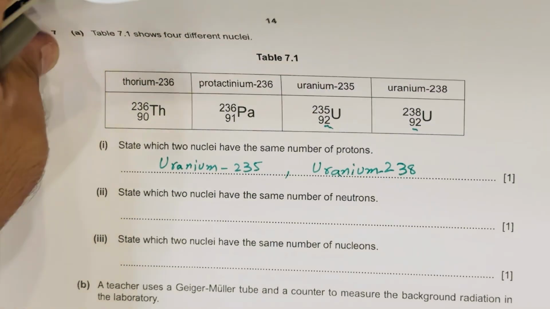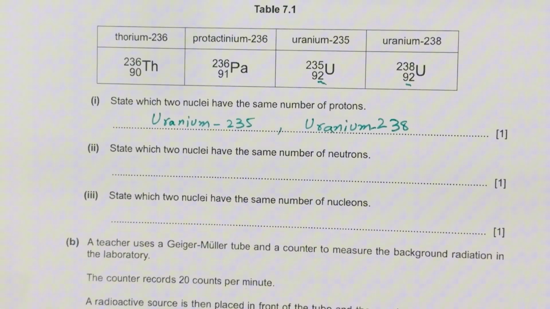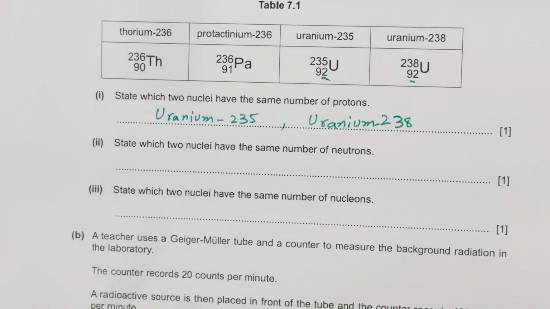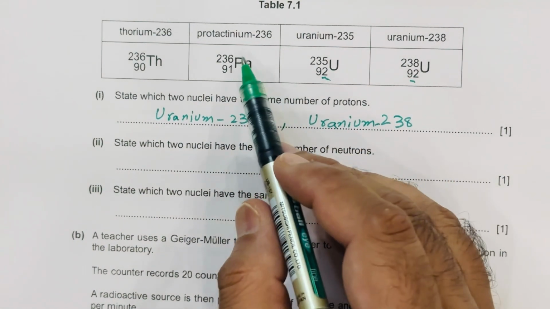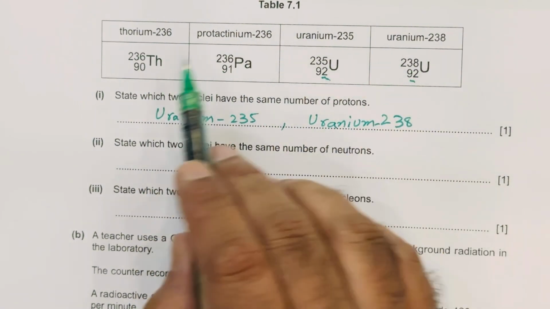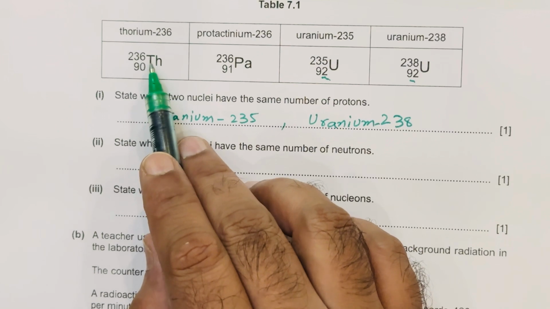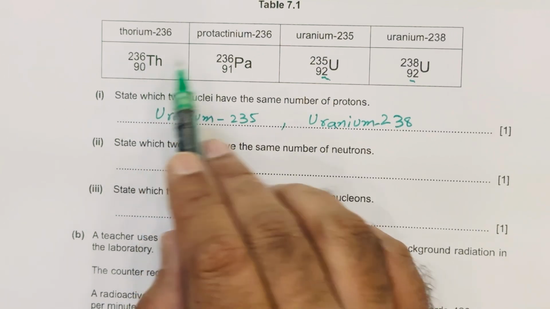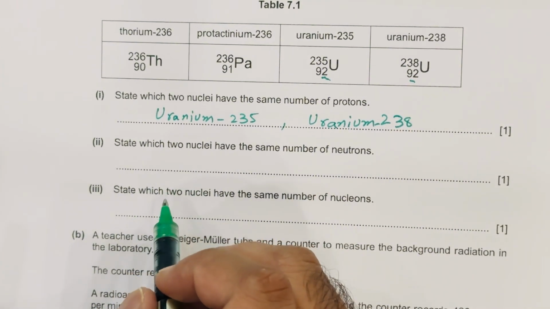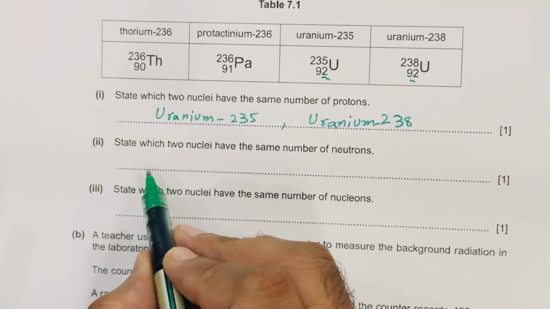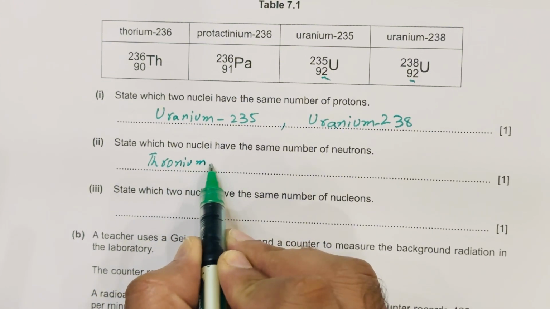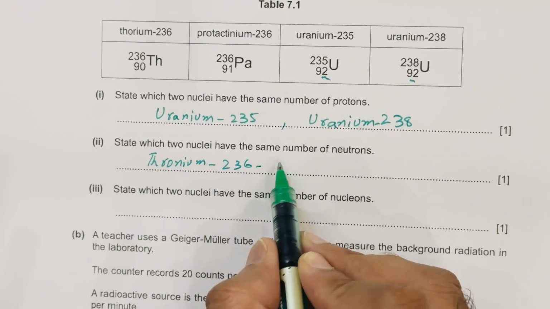State which two nuclei have the same number of neutrons. Thorium 236 and uranium 238 have the same number of neutrons. After subtracting, 236 minus 90 is equal to 146, and you also get 146 here. So that's why they have the same number of neutrons. So you can write thorium 236 and uranium 238.